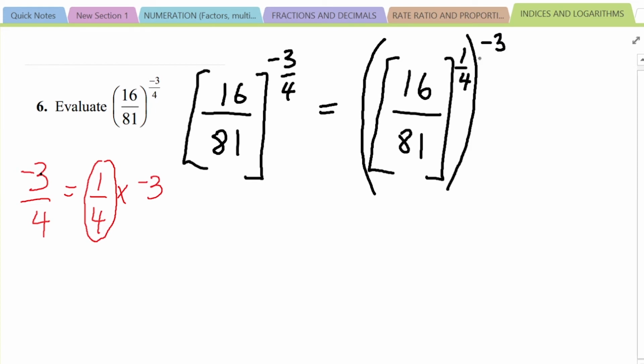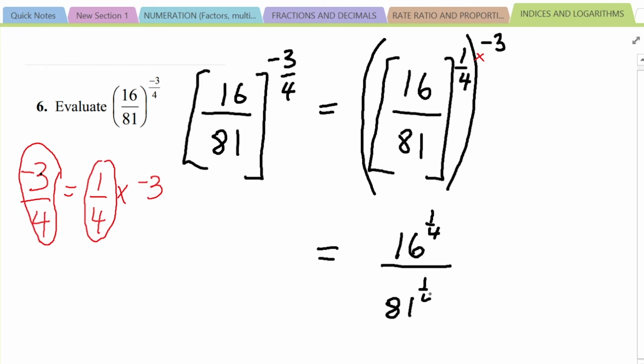Now this is more like there is a multiplication sign here in between. A quarter times negative 3 gives us negative 3 over 4. But I've just decided to split them into two like that. So this simply means that this is going to be equal to 16 to the power a quarter over 81 to the power a quarter, but this whole thing is still to the power negative 3.